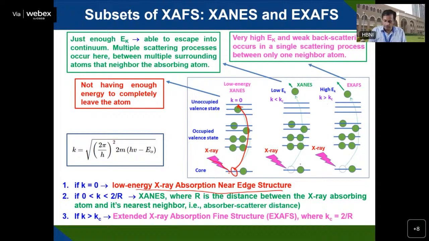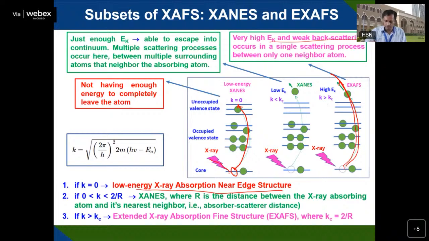Or you have energy that is much higher, a very high energy, and immediately it will go beyond the atom. It will escape into the continuum, and you just get information about the scattering process between the neighboring atoms. Like here, the weak backscattering occurs. So that electron will completely go out of that system, and there is a weak interaction. So that will give you how the two electrons are interacting.